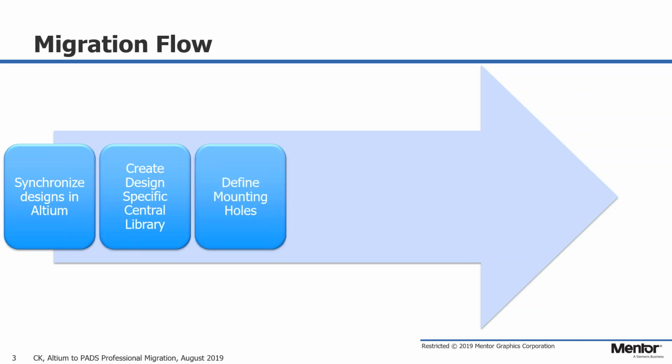Okay, another important step is defining your mounting holes. In Altium, mounting holes are treated exactly the same as pins. So if we didn't do anything about that, when PADS Professional sees that, it would just see it as a pin, and then there would be a pin number mismatch between the symbol and the cell because that mounting hole had just come in as a pin rather than a mounting hole. So we have to point out where those are in our translator so that it knows how to treat those, and then it can pull them in correctly.